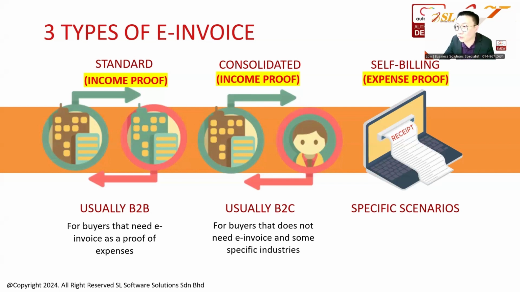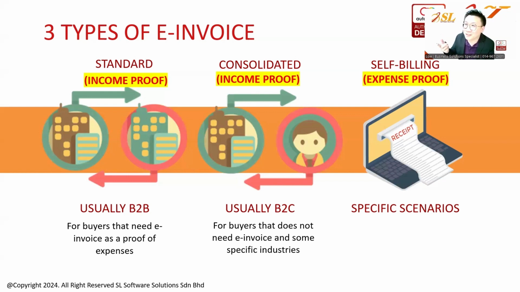And the last one is to prove our expenses: self-billing. Just now I said the supplier must give me a valid invoice before we can claim tax. But in certain scenarios it is not possible, not logical, to ask the supplier to give us an invoice. Only then do we use self-billing.